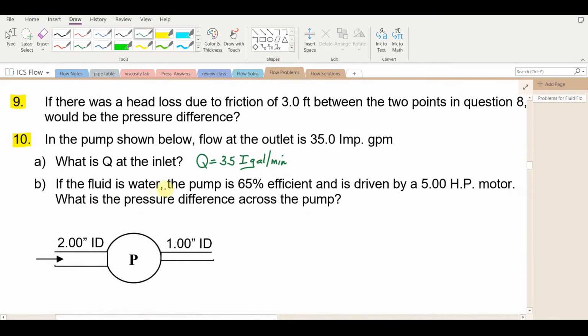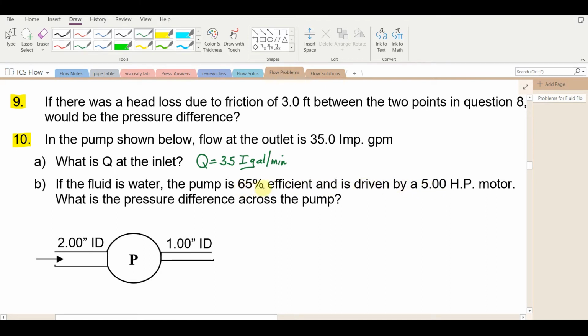If the fluid is water and the pump is 65% efficient and driven by a 5 horsepower motor, what is the pressure difference across the pump? Yikes. Okay, so this 5 horsepower motor is the rate at which the pump is consuming energy, but that's not its output. Pumps are not 100% efficient, so we're told it's 65% efficient.